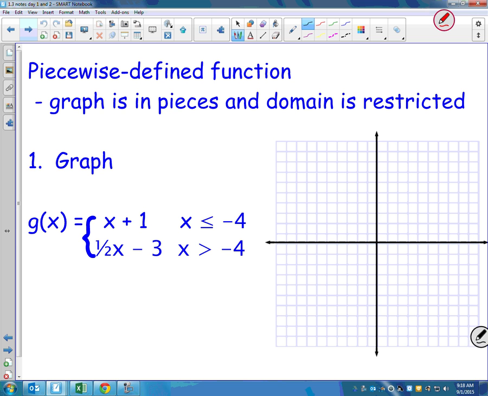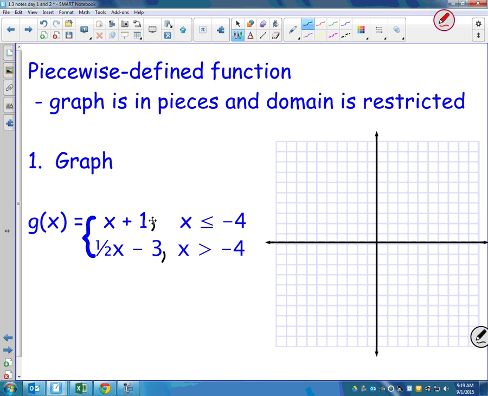So they always have a function is equal to, and they use that little bracket to put them together, and we're just going to do two pieces, but you really could have more pieces of your graph. They give you an equation, and then usually there's a comma, and then they tell you where you're allowed to graph it. You're only allowed to graph it when x is less than or equal to -4, and then you're going to graph this equation, but you're only allowed to graph it when x is greater than -4.